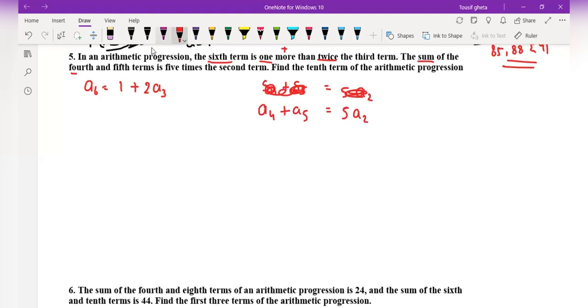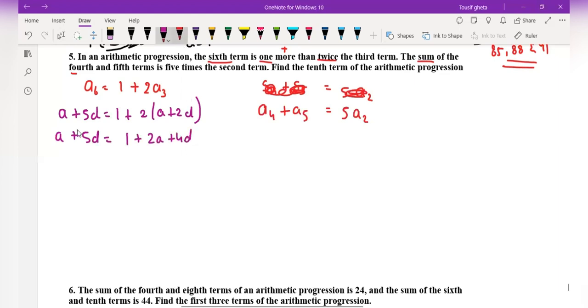So let us form some equations to find out A and D values. So A6 को हम लिख सकते हैं A plus 5D is equal to 1 plus twice of A3, that is 2 of A plus 2D. So A plus 5D is equal to 1 plus 2A plus 4D. Transpose it to the left hand side. So we're going to get A minus 2A plus 5D minus 4D is equal to 1. Simplify it, you will get minus A plus D is equal to 1. That is our first equation.